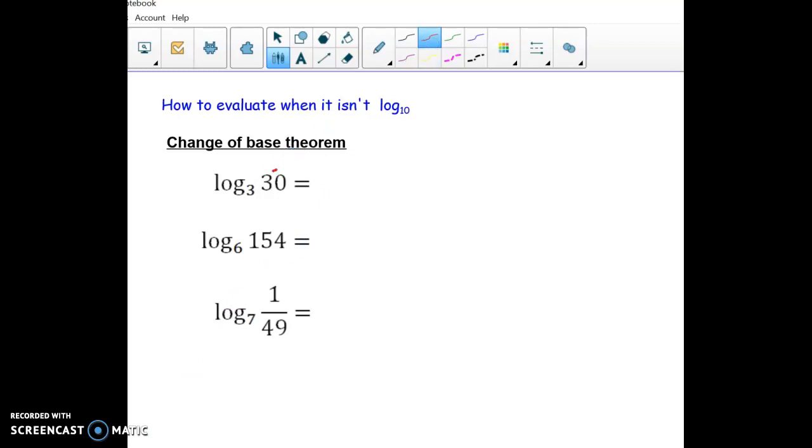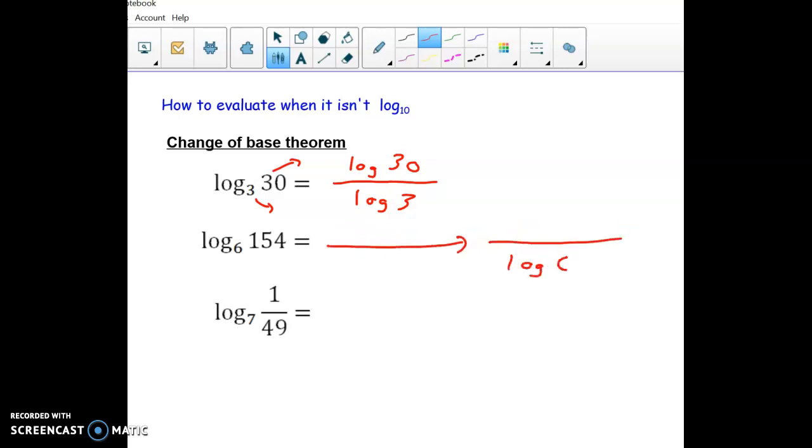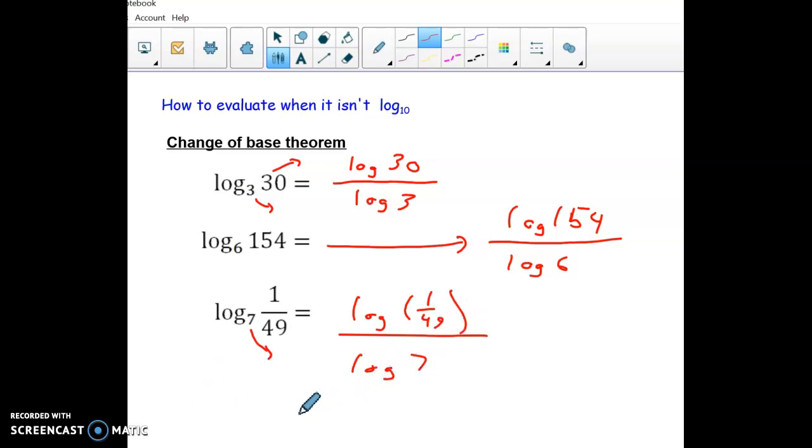All right, so the key is whatever number is up here goes up, and whatever number is down there goes down. So this would be log of 30 over log of 3. Okay, this one, again, the 6 is the little number going down, so we do log of 6 over log of 154. Okay, and then this last one, again, the little base is going to go down, so this would be log 7 over log of 149. And again, you can use the log base button on your calculator, or you can just type them this way, especially if you don't have a fancy log base calculator.